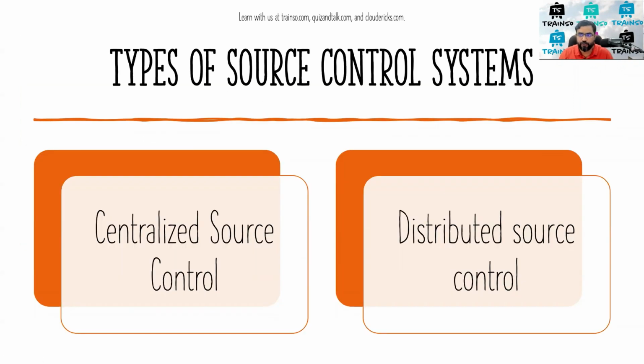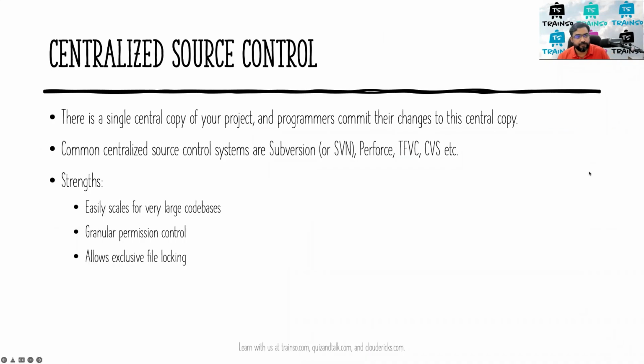There are two types of source control systems in general: centralized source control and distributed source control. When I started my career a very long time ago as a normal developer in IT, I used to use centralized source control systems. Especially the one I was using was Subversion or SVN. There are other ones like Perforce, TFVC, CVS, etc. So here, there is a single central copy of your project, and programmers commit their changes to this central copy.